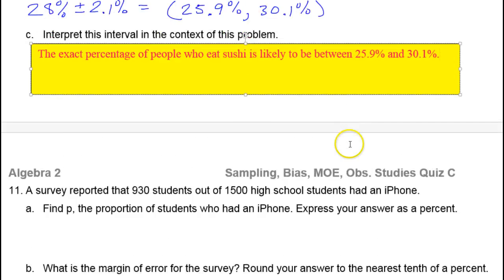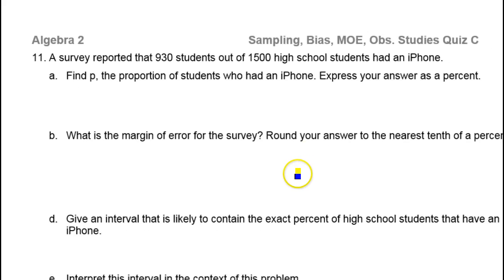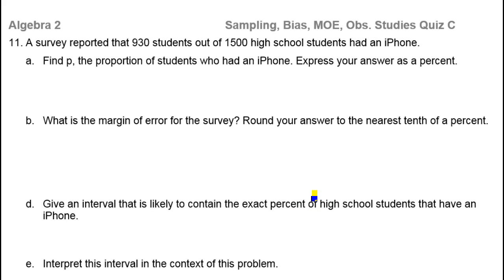So basically, look, on the previous problem, I just gave you the proportion. On the last problem, I just said, oh, 28% of the people said they eat sushi. This time, I didn't give you the percent. I'm leaving you to calculate that percent yourself. So you just have to remember how to calculate a percent. So if 930 students out of 1,500 had an iPhone, how do I make that into the percent of people that had an iPhone?